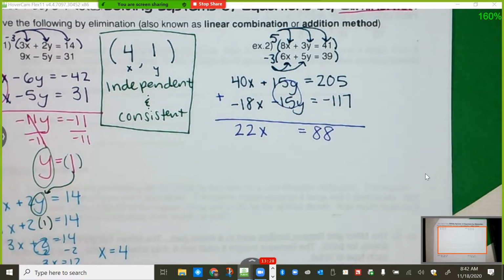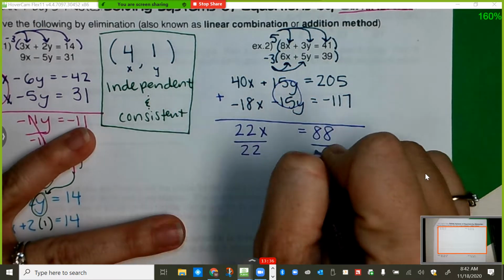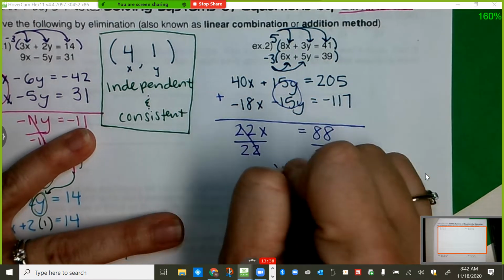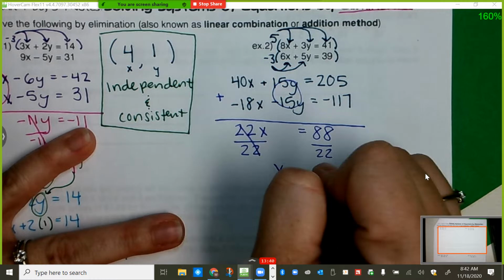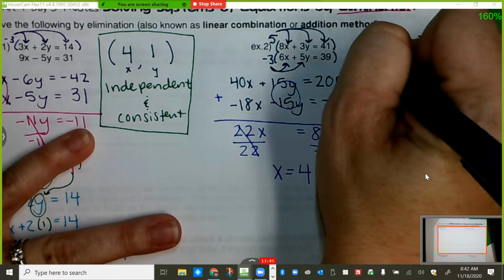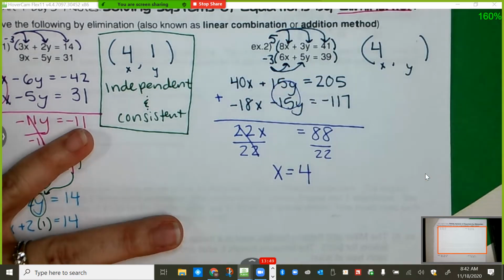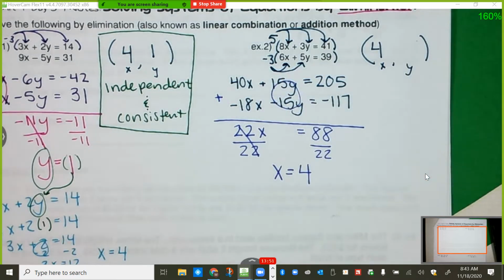Now that we have one variable, what's our next step? To solve, to divide. Okay, so I'm going to divide both sides by 22. And I get x equals what? 4. So half of my solution, it's the x side, so x is 4. And now what's my last step? Plug it in to substitute.